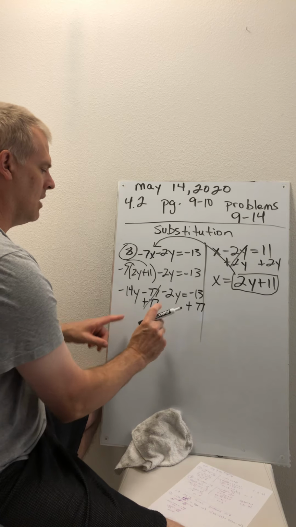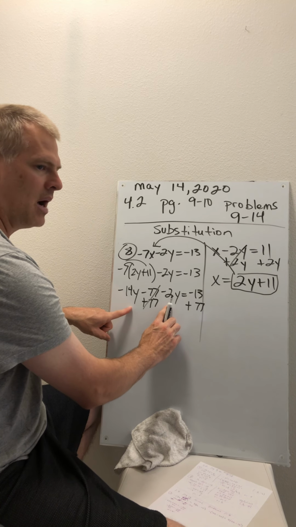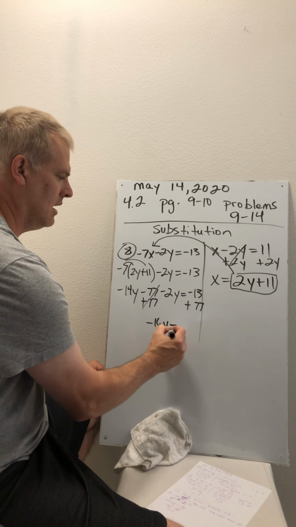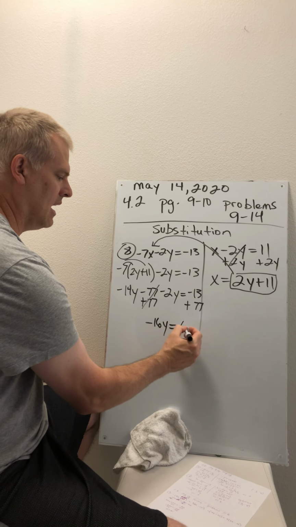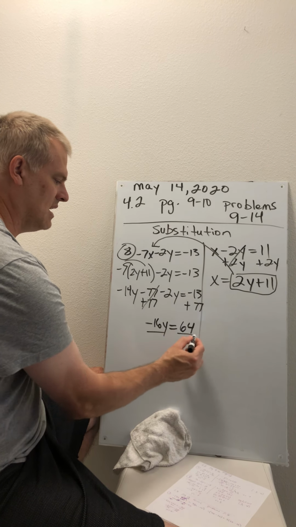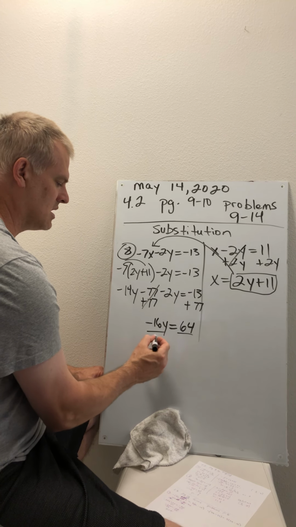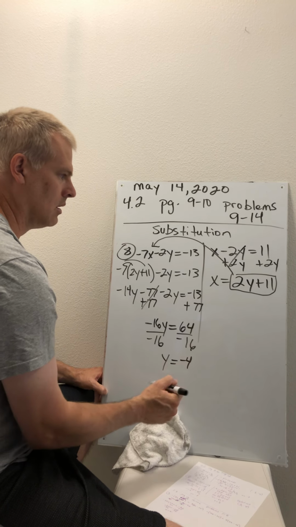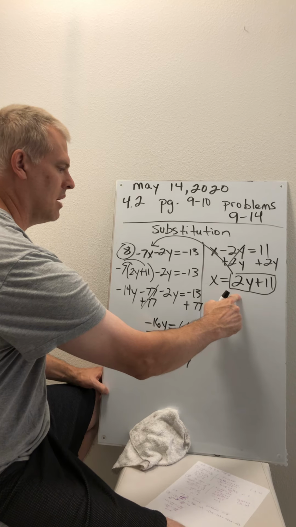So now I get my variables together, I can combine them. So I combine like terms and I get negative 16y equals, I add these together and I get positive 64. Next step is to divide both sides by the number in front of the variable, which is negative 16. Y equals negative 4.